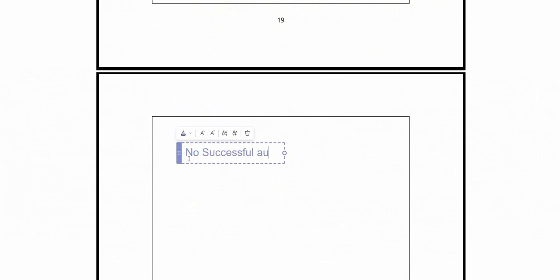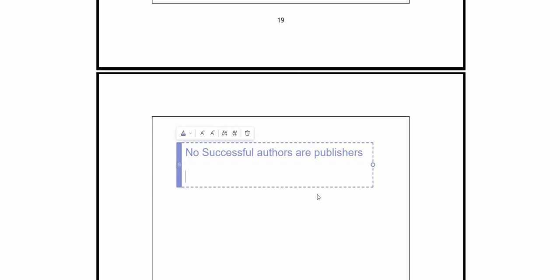No successful authors are publishers. Okay, now first we need to understand what type of proposition this is. This is a universal negative. Universal negative is which type of proposition? It is E type. Okay, E type.